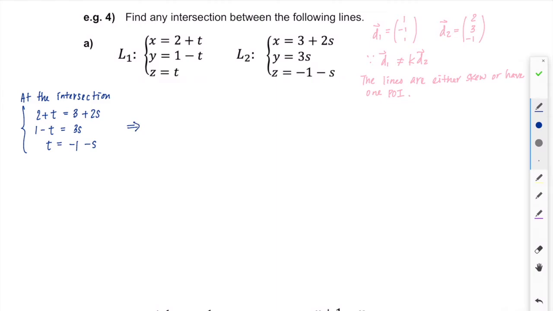This, we can rearrange the terms. We have 2s minus t equals to 2 minus 3, negative 1. That's equation 1. 3s plus t is equal to positive 1, equation 2. And I can say I have s plus t equals to negative 1, equation 3. Let's try to solve, maybe using equations 1 and 2 by elimination.